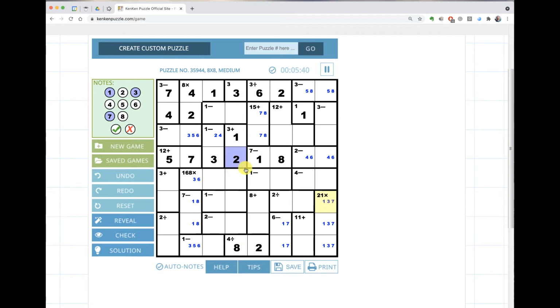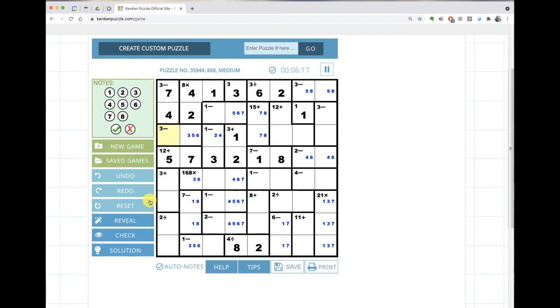How about this column here? 1, 2, 3, 8, 4, 5, 6, 7 remaining. Well, it can't be a 4, so 5, 6, 7, 4, 6, 7, and 4, 5, 6, 7. I gotta tell you, that's not all that helpful. So we'll leave that alone for a moment.